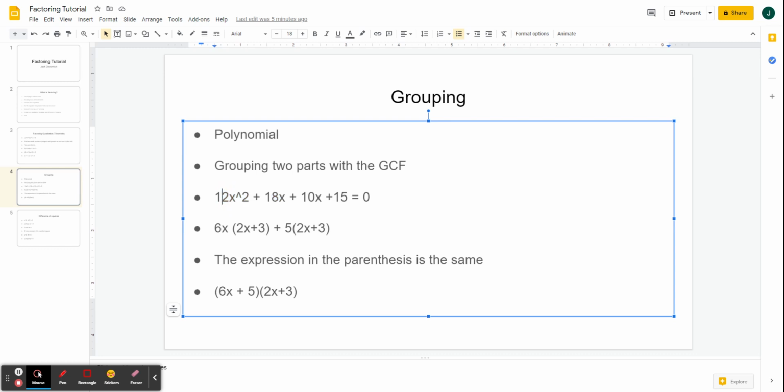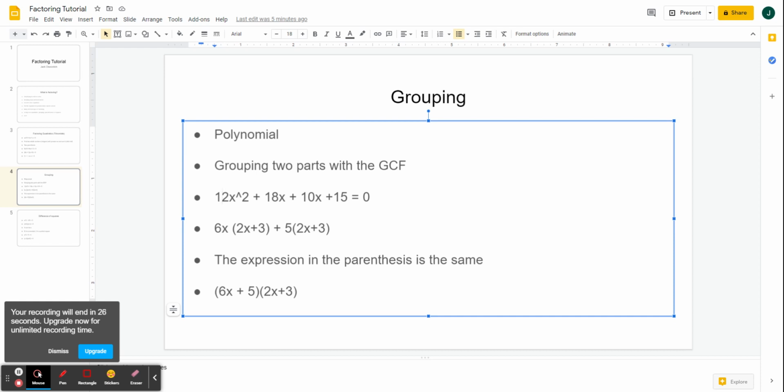So our first term here would be 12x squared plus 18x, and you could take a 6 out of the coefficients and an x out because there's an x in both of them, giving us 6x. And then on this side, you would take out a 5 because that is the greatest common factor between 10 and 15, and there's no x. What's left over on this side is 2x plus 3 after you take out 6x, and what's left on this side is also 2x plus 3.